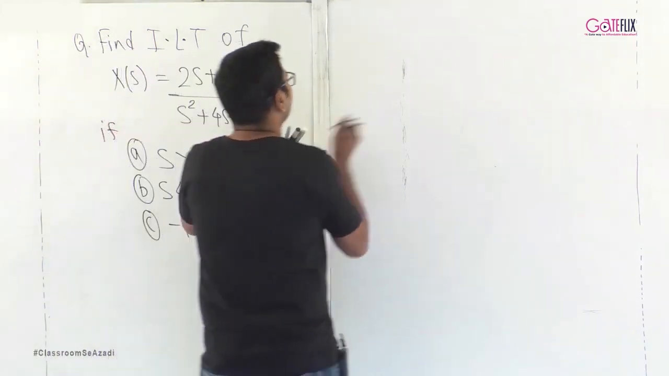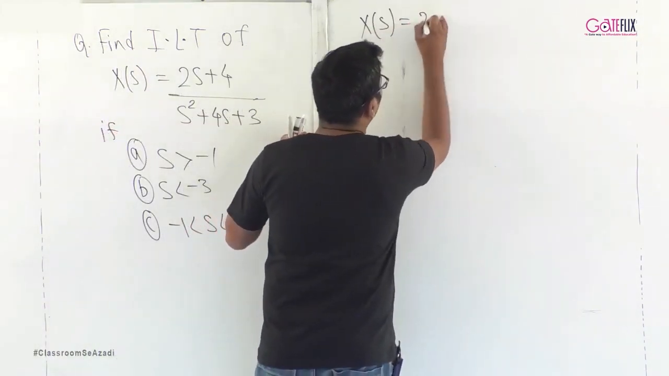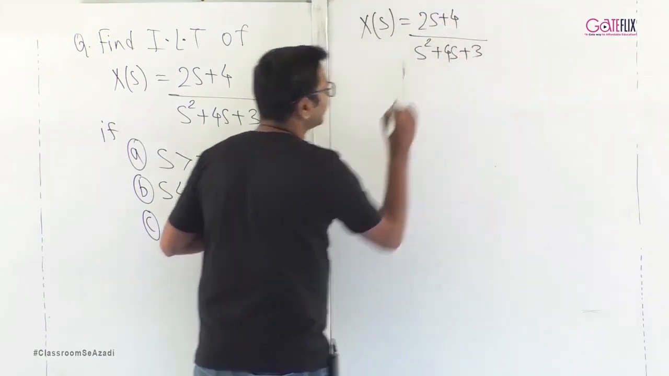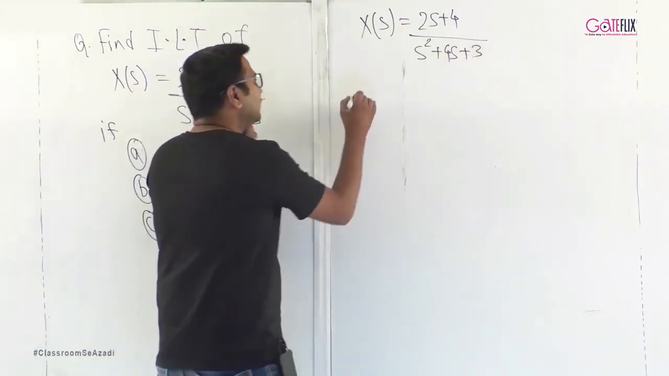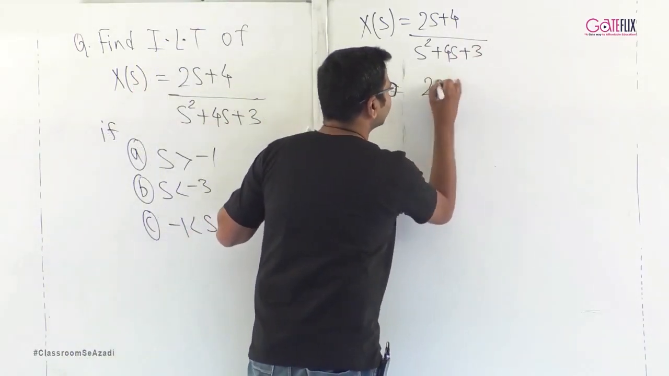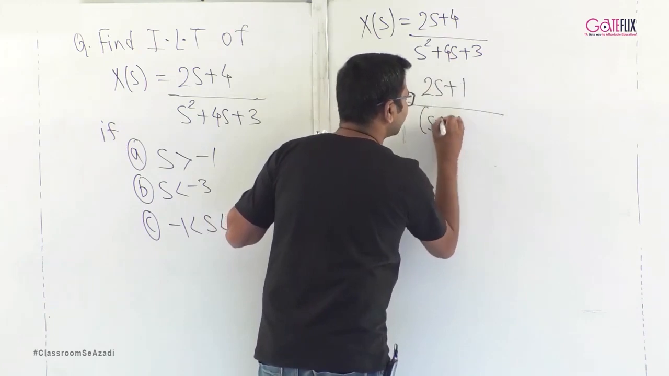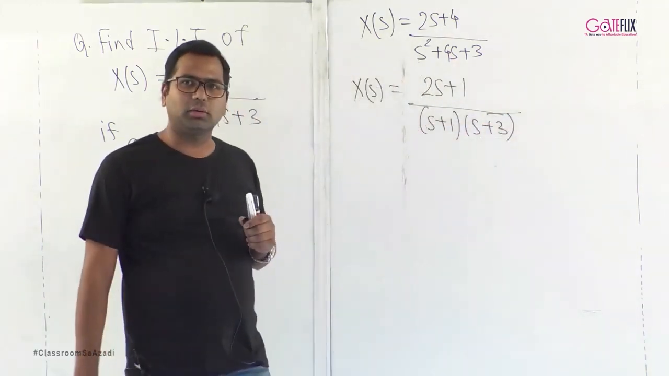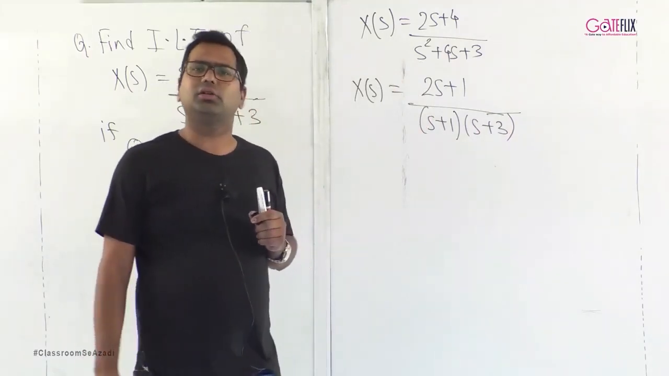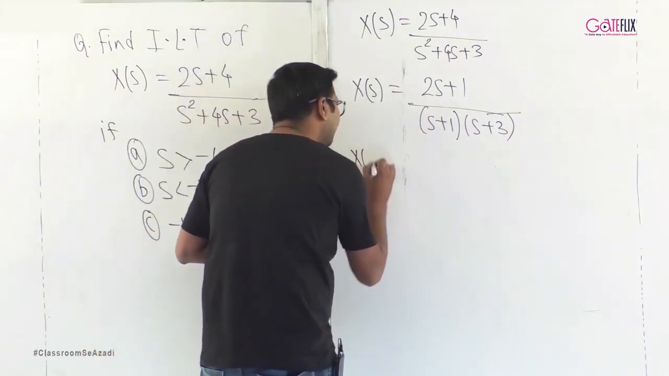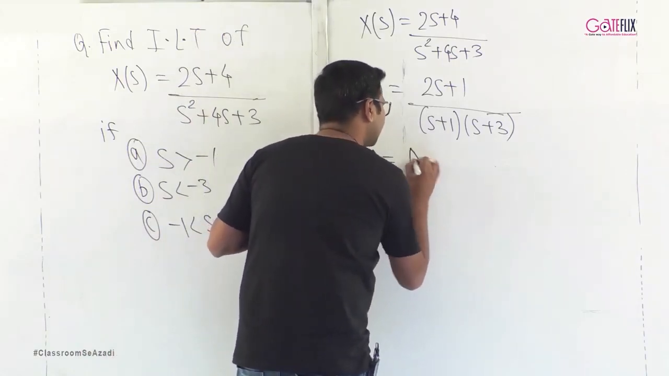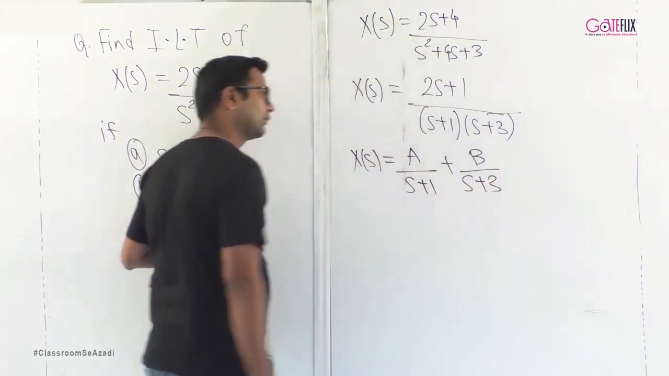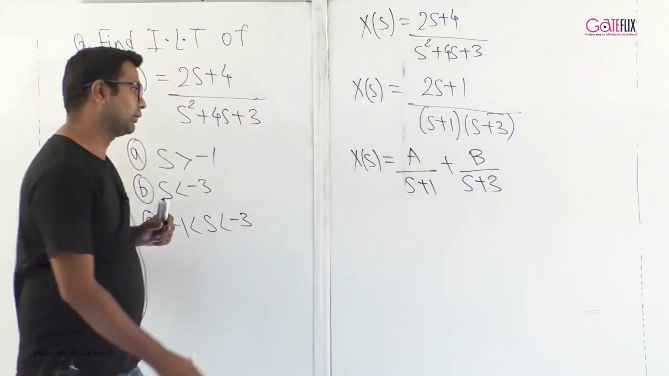We would start with capital X of s, which is 2s plus 4 divided by s square plus 4s plus 3. We can factorize the denominator. The factors of the denominator will be 2s plus 4 divided by s plus 1 into s plus 3. Since we have factorized the denominator, now we can apply the partial fraction method. In the partial fraction method, we can write this as A upon s plus 1 plus B upon s plus 3. Now we have to find A and B.